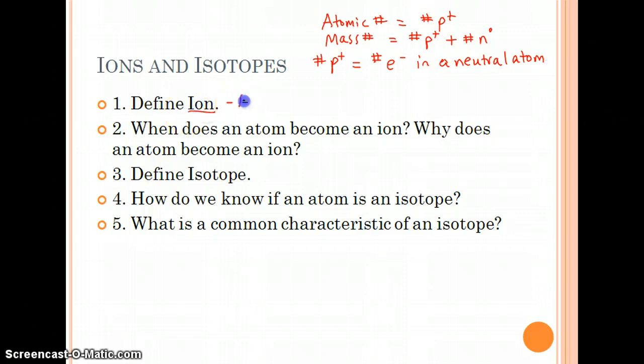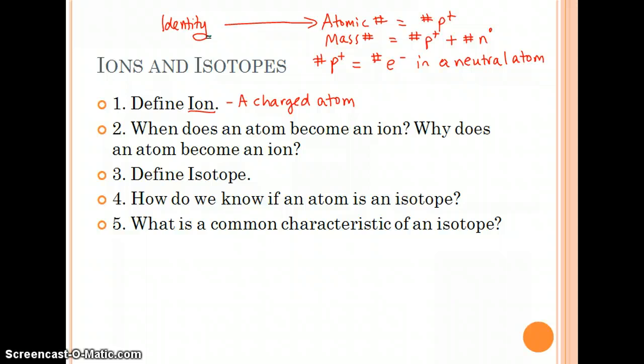So ions are a charged atom. And how we know that it's an ion, the proton number will no longer equal the electron number. So electrons change. The atomic number is the identity, so the proton number can never change. If it changes, it's a new atom.